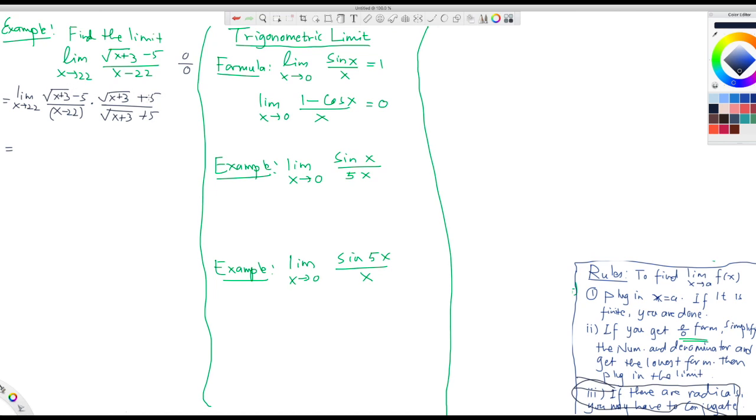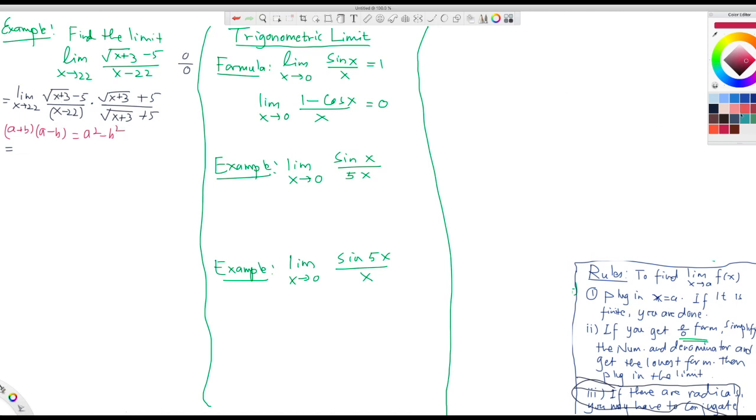You can FOIL it, that is perfectly fine, or use the formula a minus b times a plus b is a square minus b square, right? Do you remember that formula? That formula is basically a plus b times a minus b. If you multiply that, you will get a square minus b square. That's the formula that I want to use here.